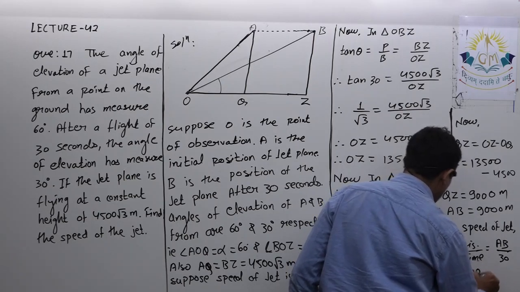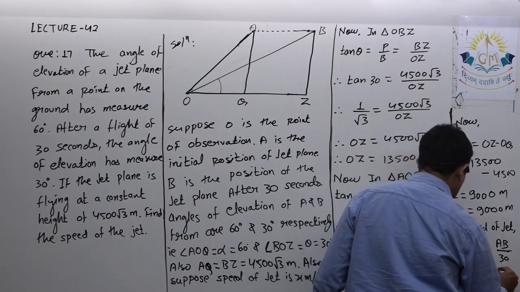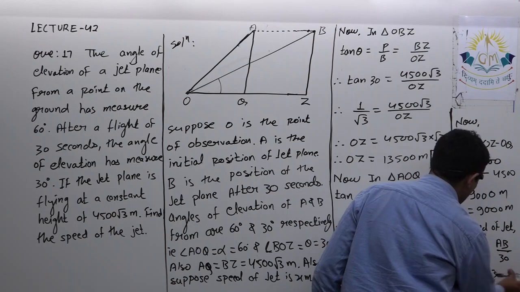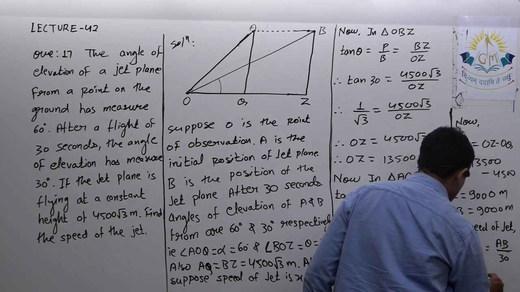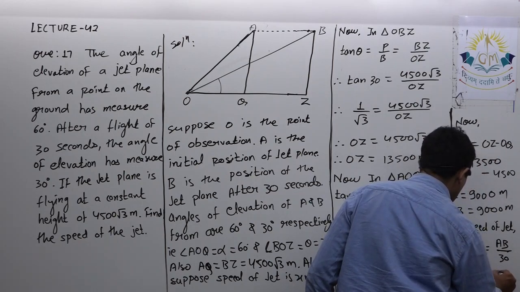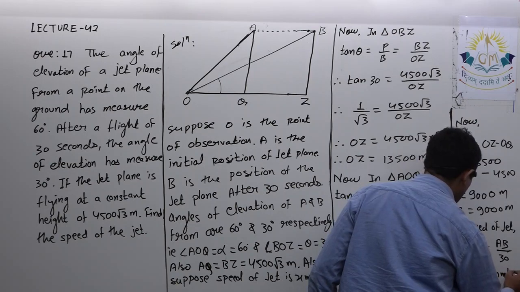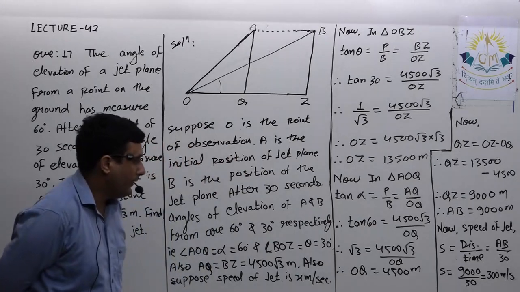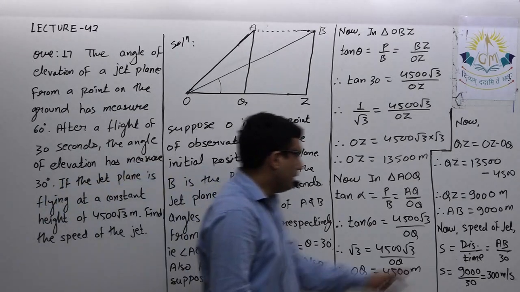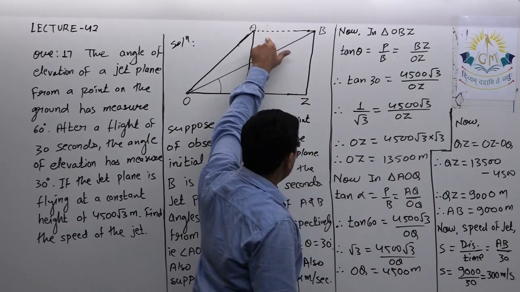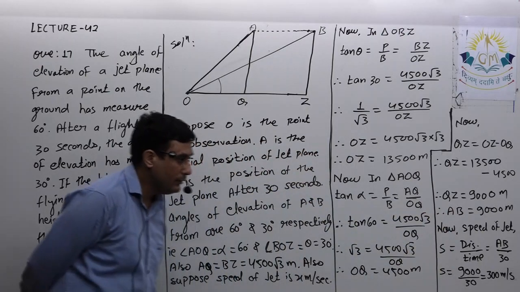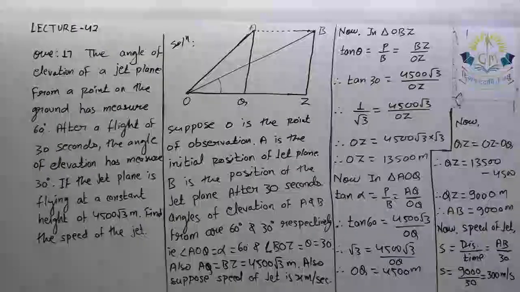So this gives you 300 meter per second. Speed is 300 meter per second. So that is my final answer. Speed is equal to distance upon time. Distance AB, time 30 seconds given. AB we obtained over here. So please note it down. Then we'll see the next question.